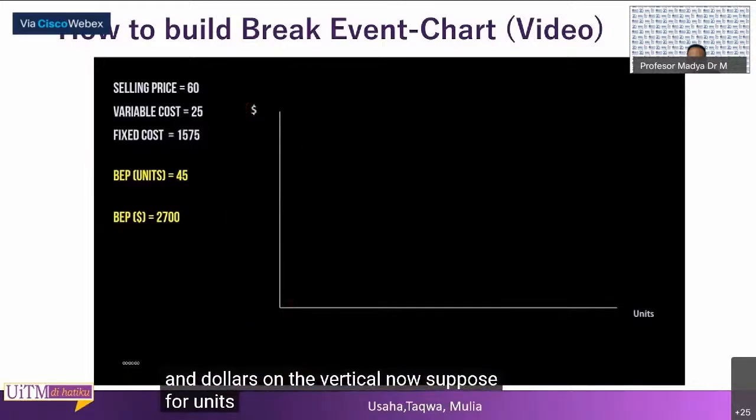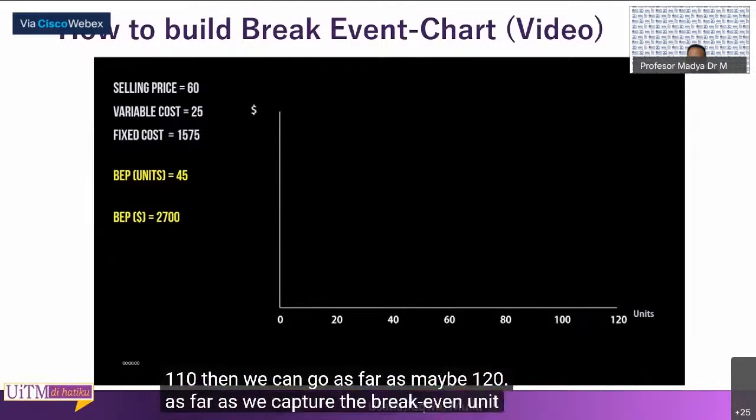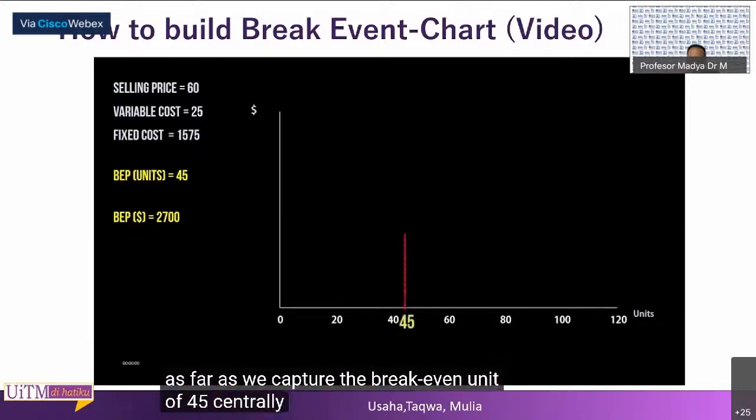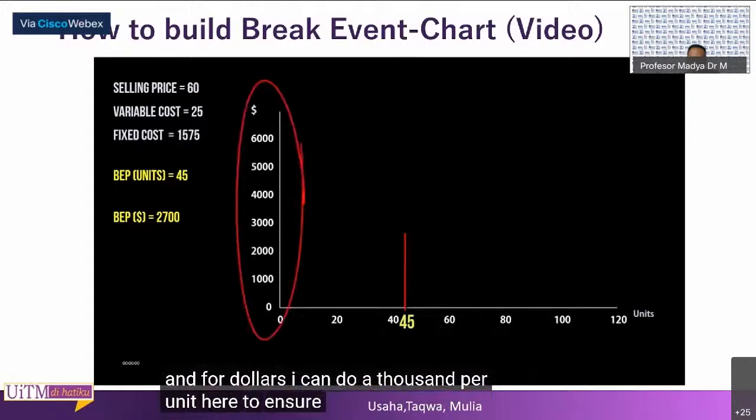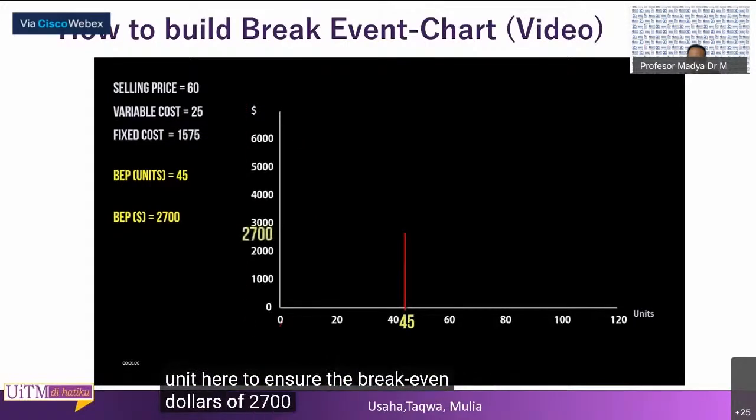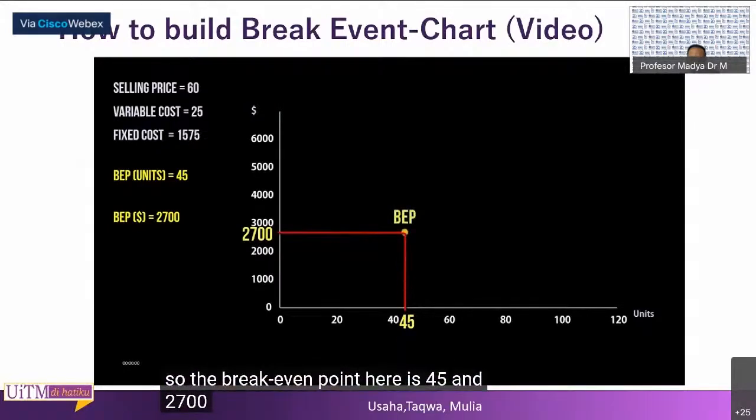Now, suppose for units we have a capacity of, say, 110, then we can go as far as maybe 120, as long as we capture the break-even unit of 45 centrally. And for dollars, I can do 1,000 per unit here to ensure the break-even dollars of 2,700 is captured. So the break-even point here is 45 and 2,700.